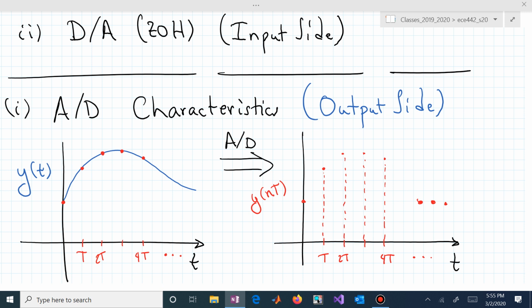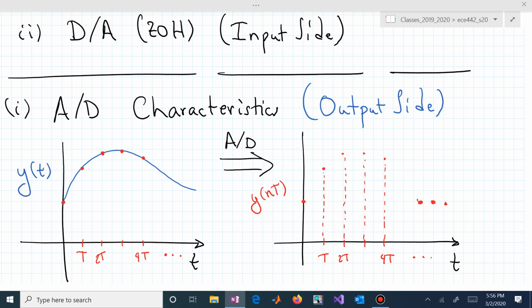Use your imagination if they don't look quite the same, but they're supposed to be the same numerical values. I'm not worrying about quantization effects. I'm assuming infinite resolution. I'm just worrying about what is the value of y at each of these instances of time: capital T, capital 2T, capital 3T, etc.